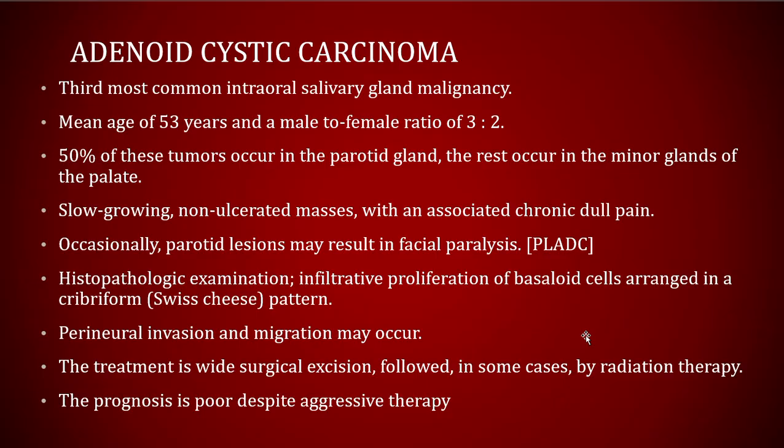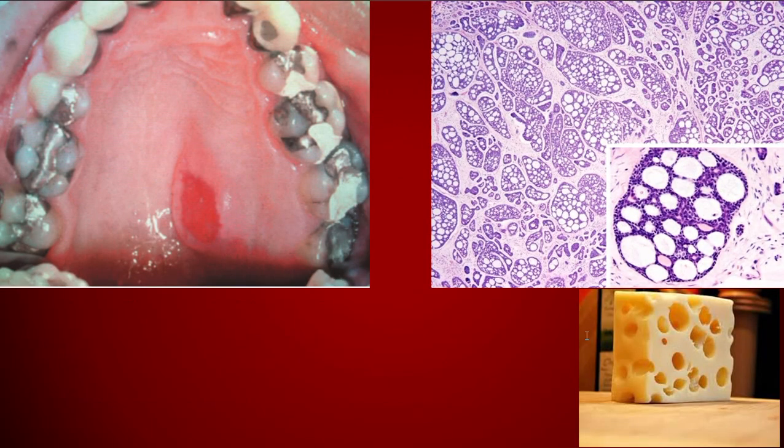Adenoid cystic carcinoma looks like the Swiss cheese pattern. The third most common salivary gland malignancy, more in males, 3 to 2, and mean age of 53, 50% in the parotid and the minor in the palate. It can lead to facial paralysis because of the perineural invasion. Slow growing non-ulcerated mass with chronic dull pain. Wide surgical excision followed by radiotherapy, but poor prognosis.